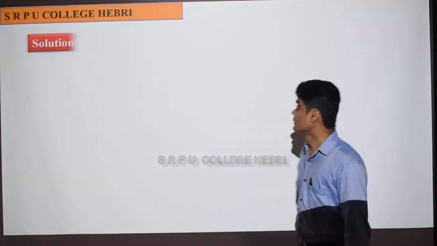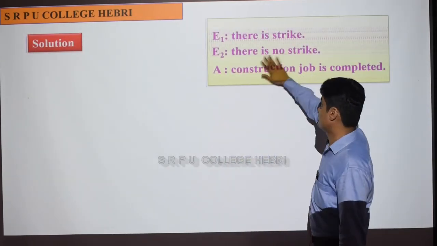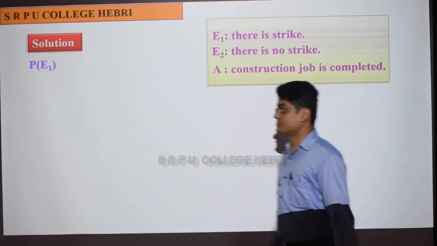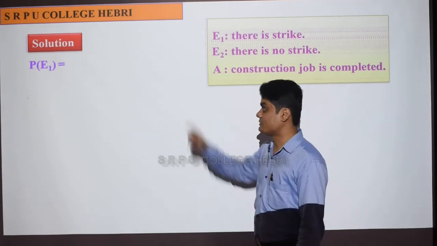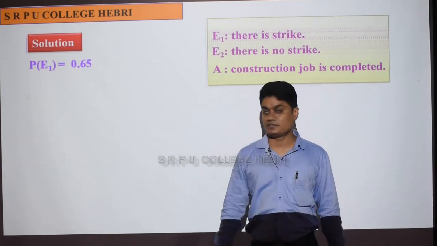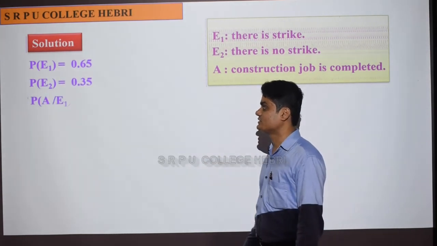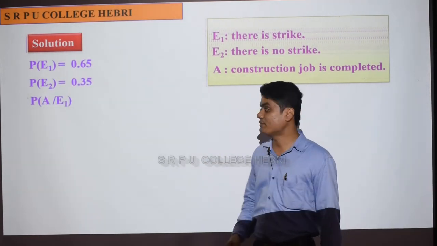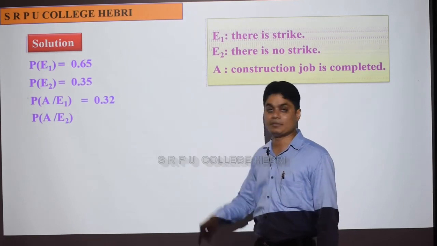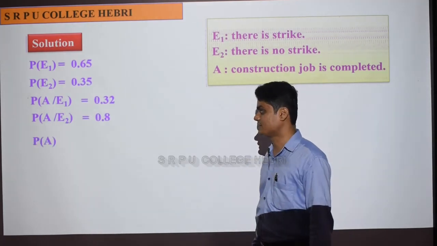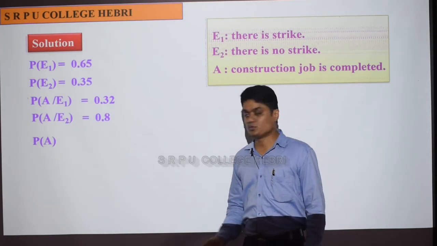Okay, so there is a strike, there is no strike, construction job is completed. As I told you, to remember some numbers: probability of E1 is 0.65, this I told in the last slide. E2 is 1 minus 0.65, which is 0.35. A given E1 is 0.32. A given E2 is 0.80. Correct?